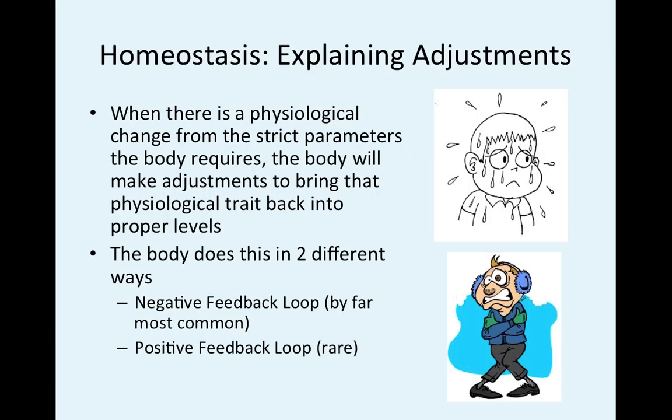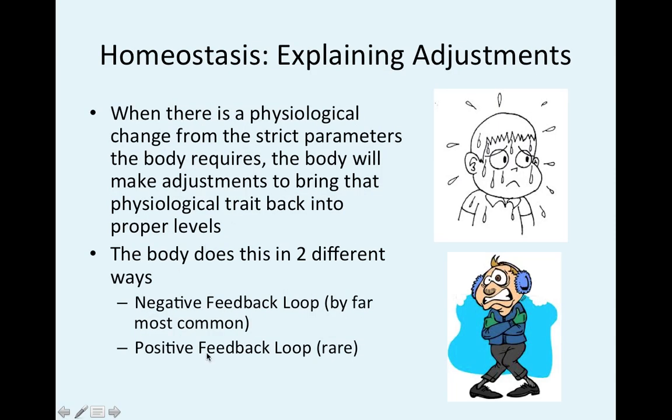Okay, so last little bit, feedback systems. So whenever there's a change from the strict parameters the body requires, your blood glucose levels spike or your temperature spikes, the body will make adjustments to bring that physiological trait back to proper levels in most cases. Okay? Now the body does this in two different ways. The negative feedback loop, which is by far the most common, it is almost exclusively done using the negative feedback loop. But there's a couple rare examples that we use a positive feedback loop, and this is very different. So I'm going to go through the two of them, but again, keeping in mind the negative is much more important.